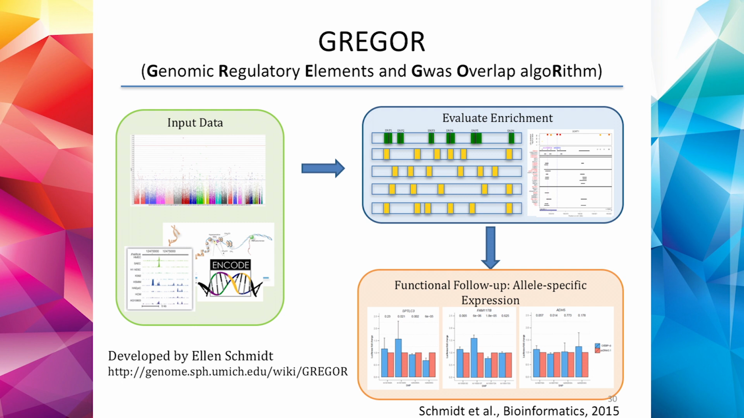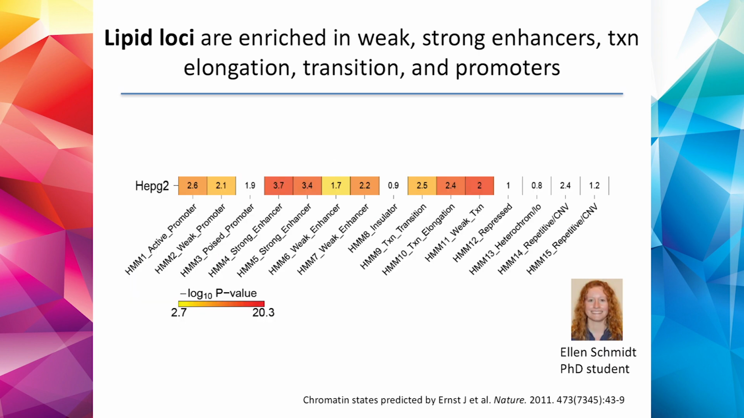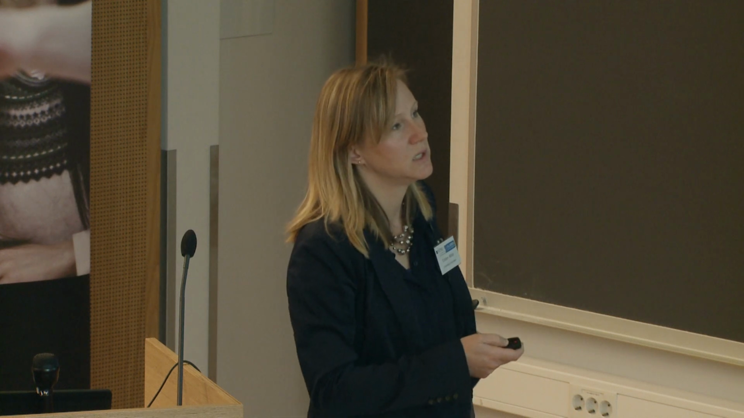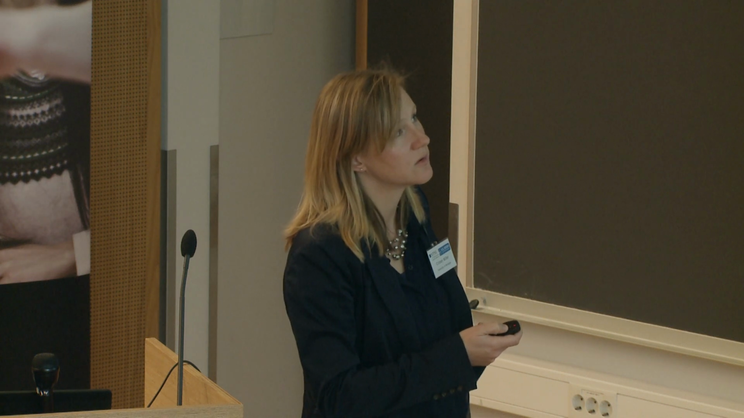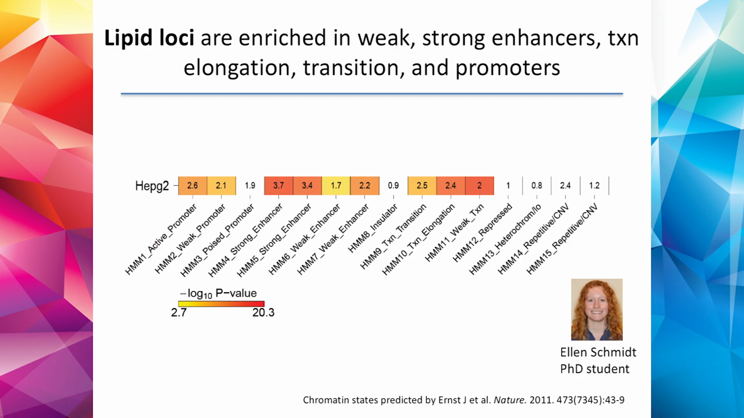So my graduate student, Ellen Schmidt, developed some software that's now been published in the journal Bioinformatics that allows us to identify correlation between regulatory regions, such as strong promoters or enhancers, in appropriate cell types, to help us understand the mechanism by which non-coding variants might be impacting disease.